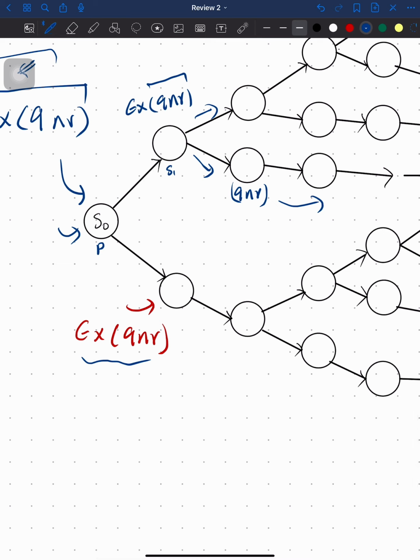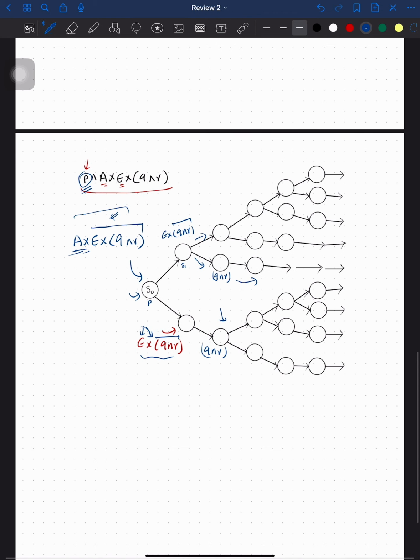So in my structure here, you can draw this in many different ways. You should probably have two branches, but here I only have one. So it says there exists a next one where this is true. So Q and R should be true here. And that's it. That's it for this question.